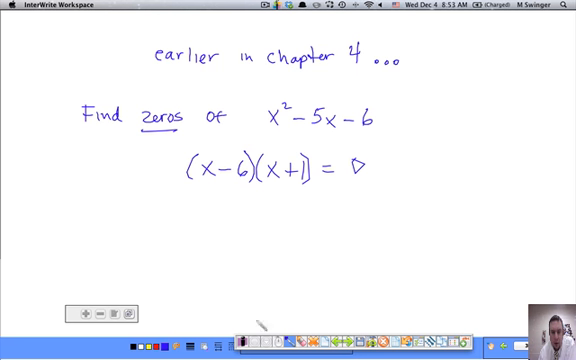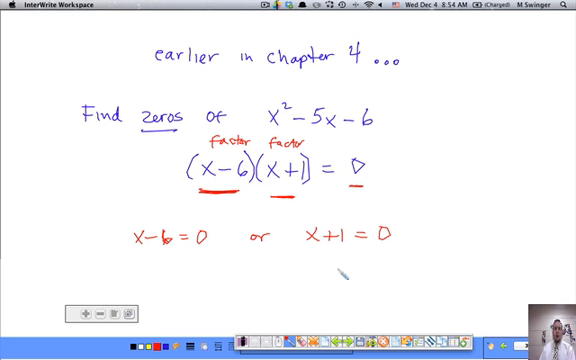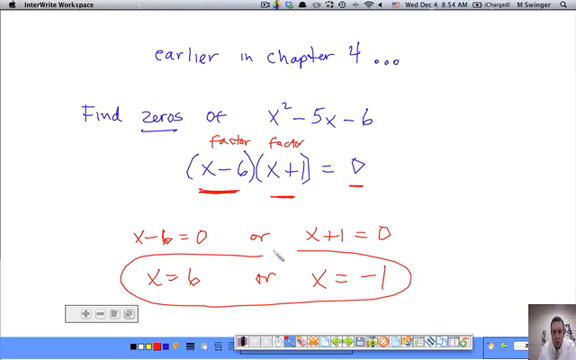Now, how do you find the zeros? This is a factor, right? You set this factor equal to 0. So x minus 6 could equal 0. Or you set this factor equal to 0: x plus 1 could equal 0, right? And then you solve. x equals 6, or x could equal negative 1, right? And you just found the zeros of this function.